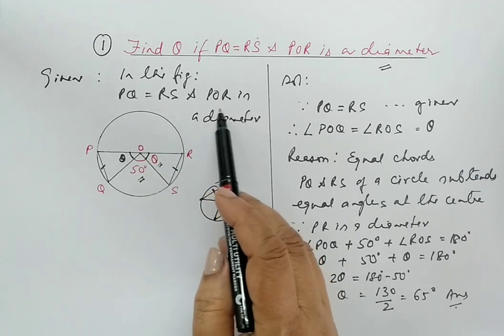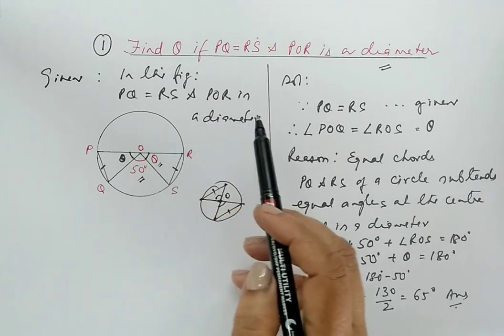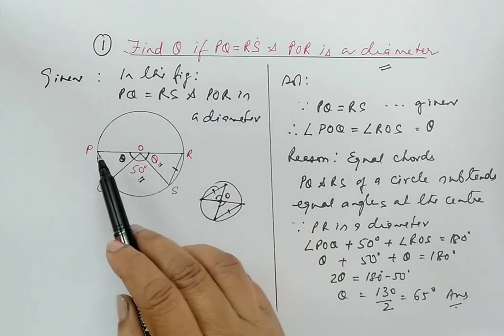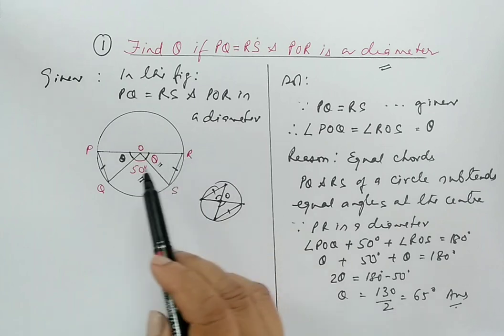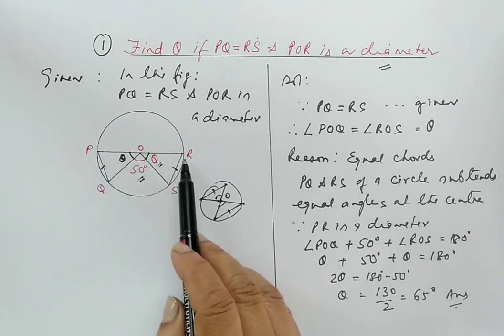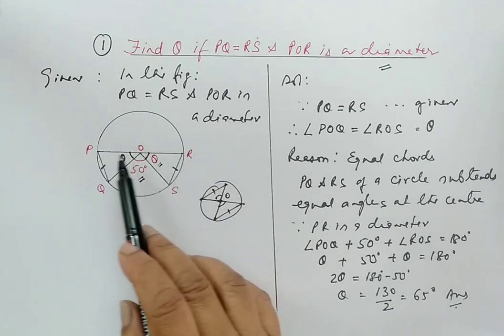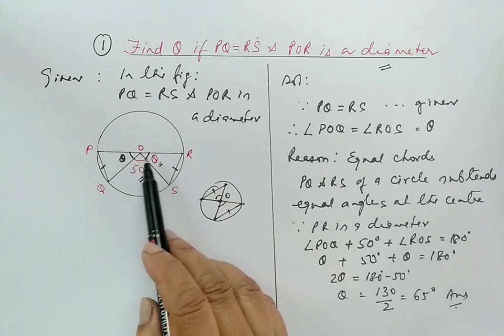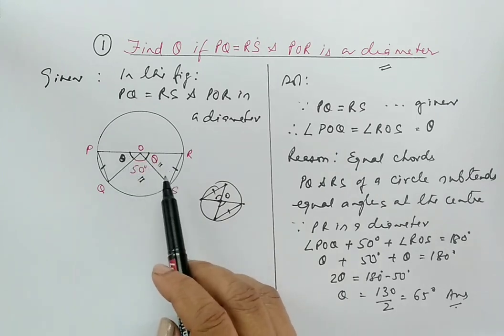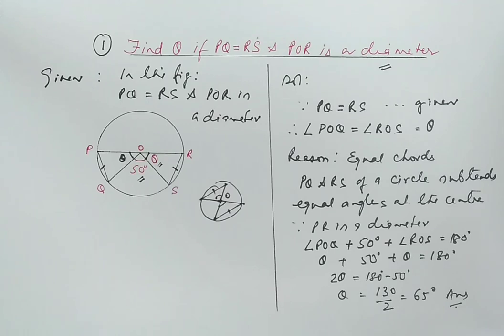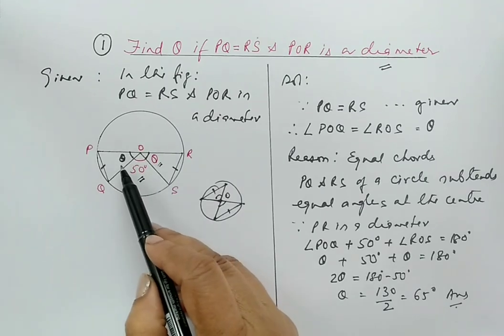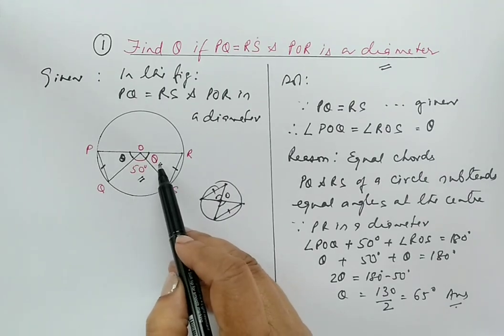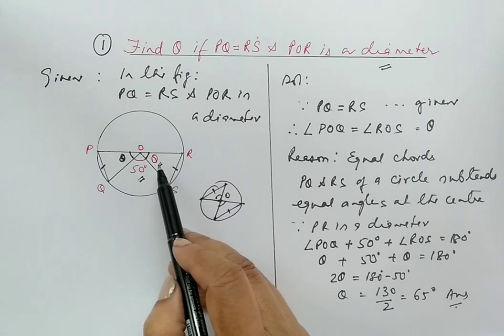You have understood. POR, or you can call it PR also, is a diameter. And since PR is a diameter, we know that all these angles sitting on it must sum up to 180 degrees. So in this case, we have theta plus 50 plus theta will be equal to 180 degrees.